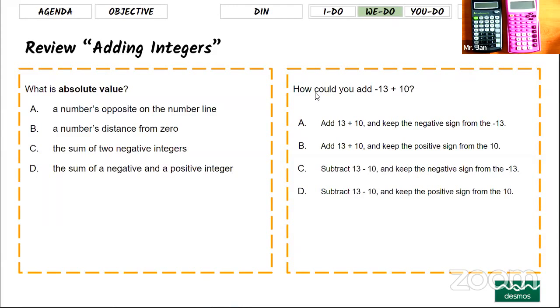And let's see the second one. What do you think? How could you add -3 plus 10? Another way to say it: how could you add opposite sign numbers? So these are the options. What do you think? Somebody says C.